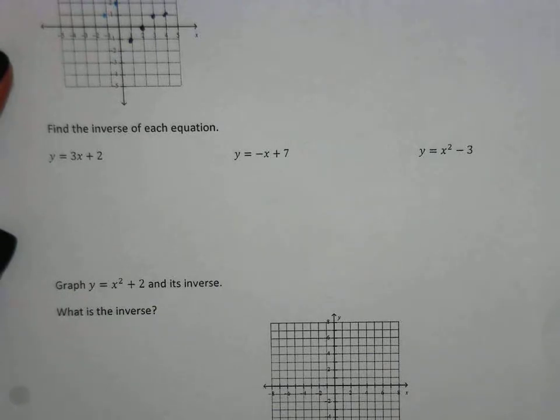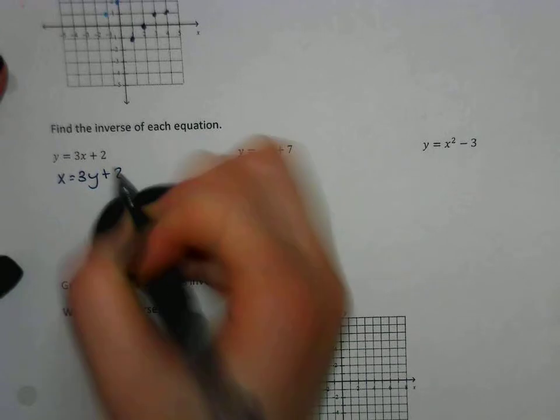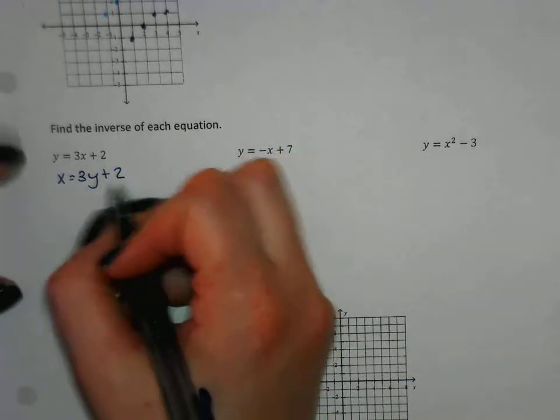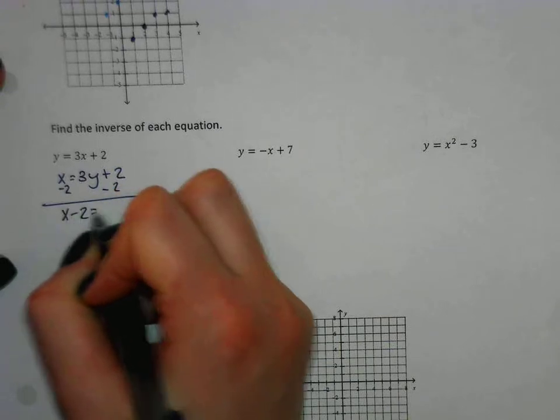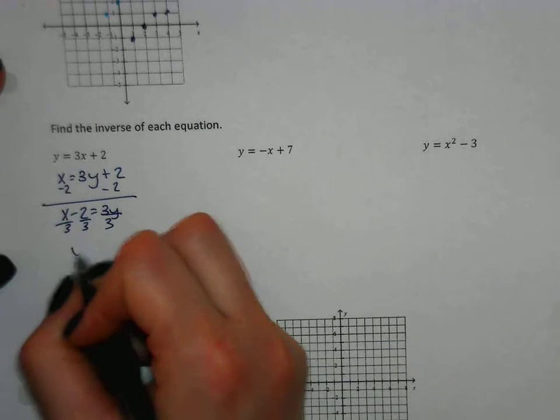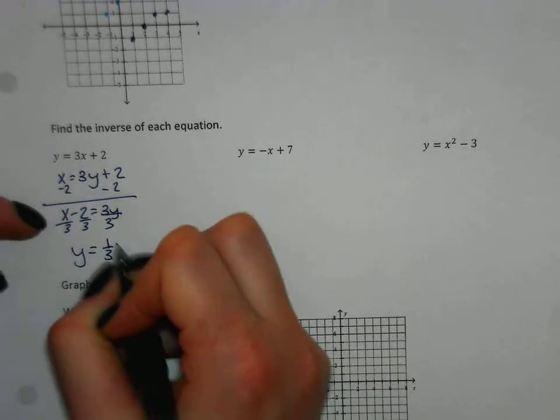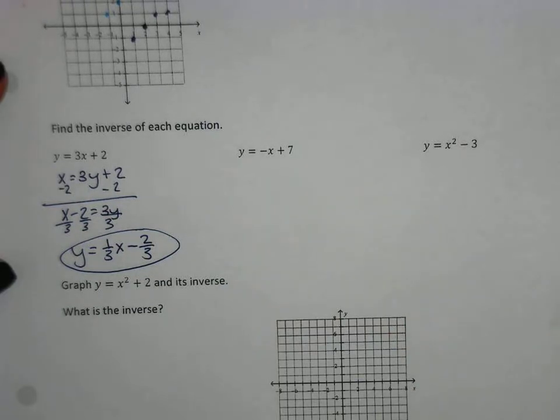So let's find the inverse of each equation. To start, I'm going to take my x and my y and replace them. So I'm going to solve this for y. We're going to subtract 2 from both sides. So x minus 2 equals 3y. We're going to divide both sides by 3. So y equals 1/3 x minus 2/3. This is our inverse equation.